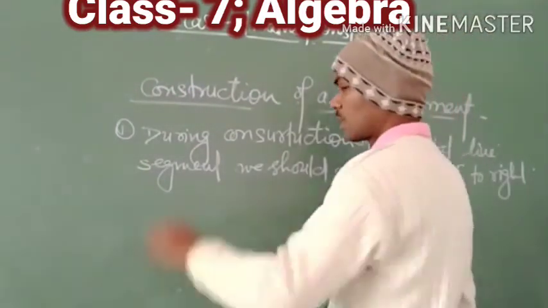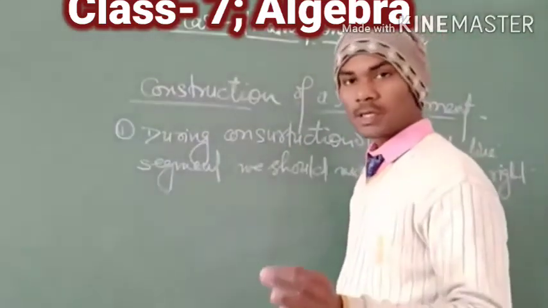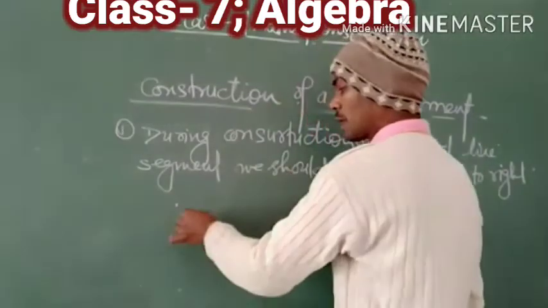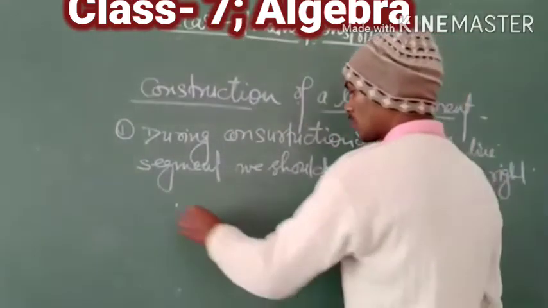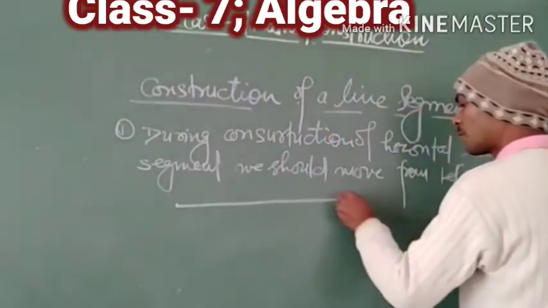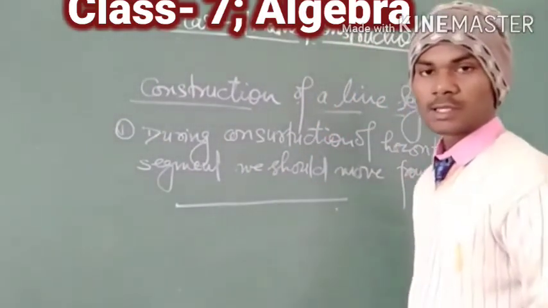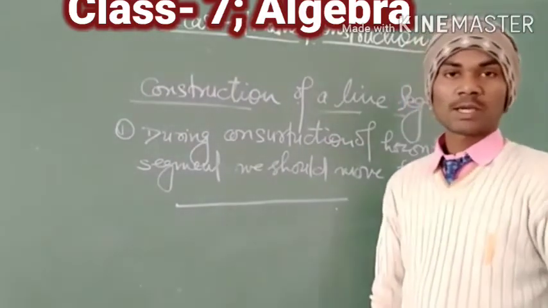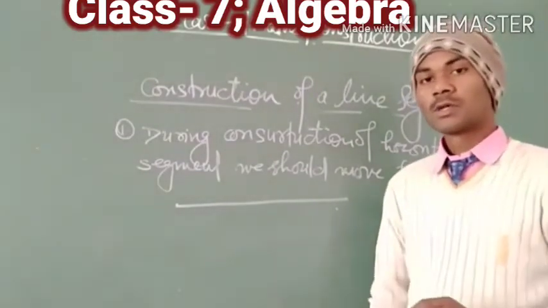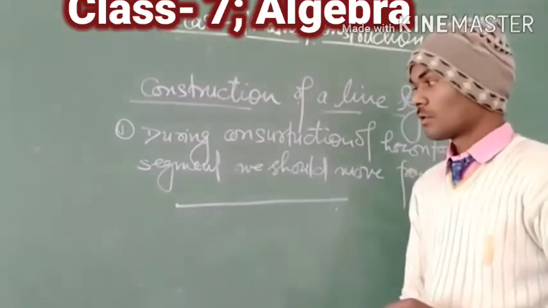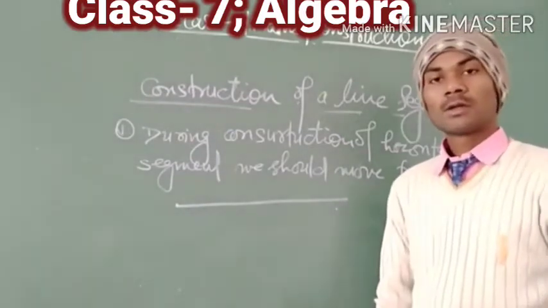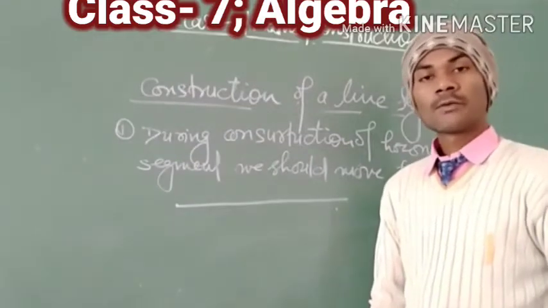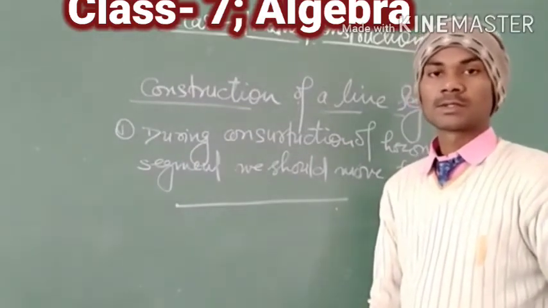Okay, just suppose that I have to draw a line segment, then it is necessary to draw the line starting from left and moving to right. Sometimes it happens that we draw the line segment from right to left, but this is the wrong way to draw the line segment. Whenever we draw a horizontal line segment, we must draw it from left to right always.